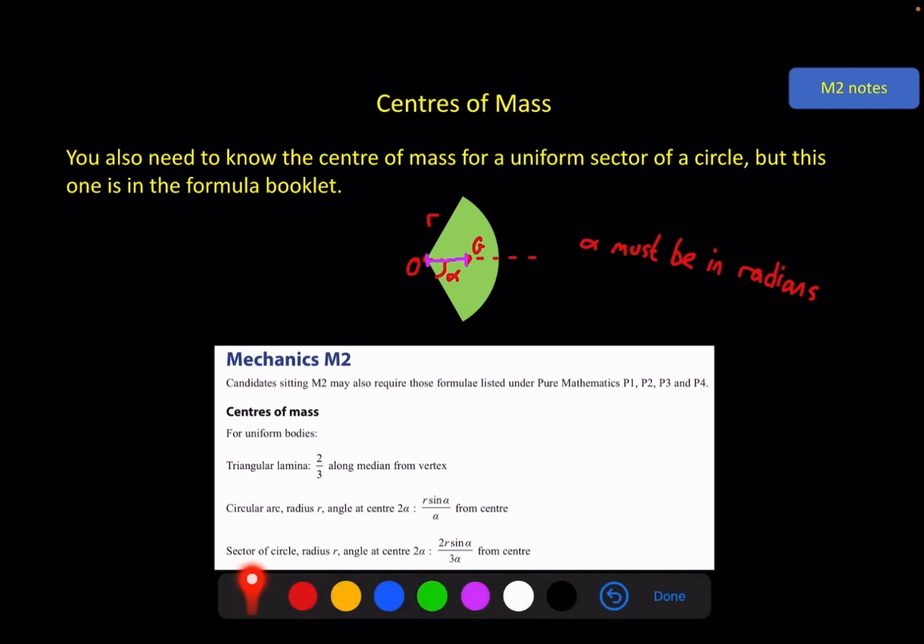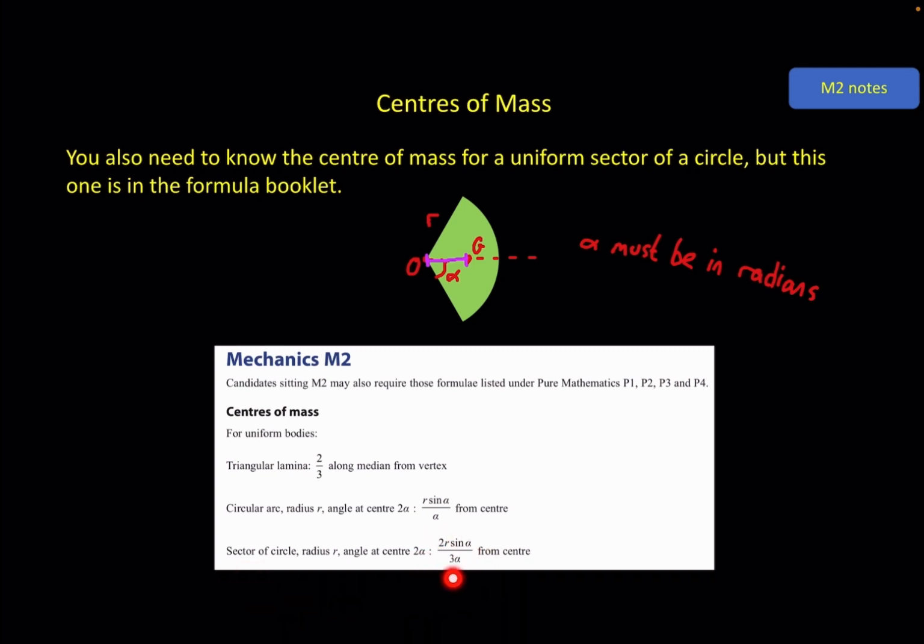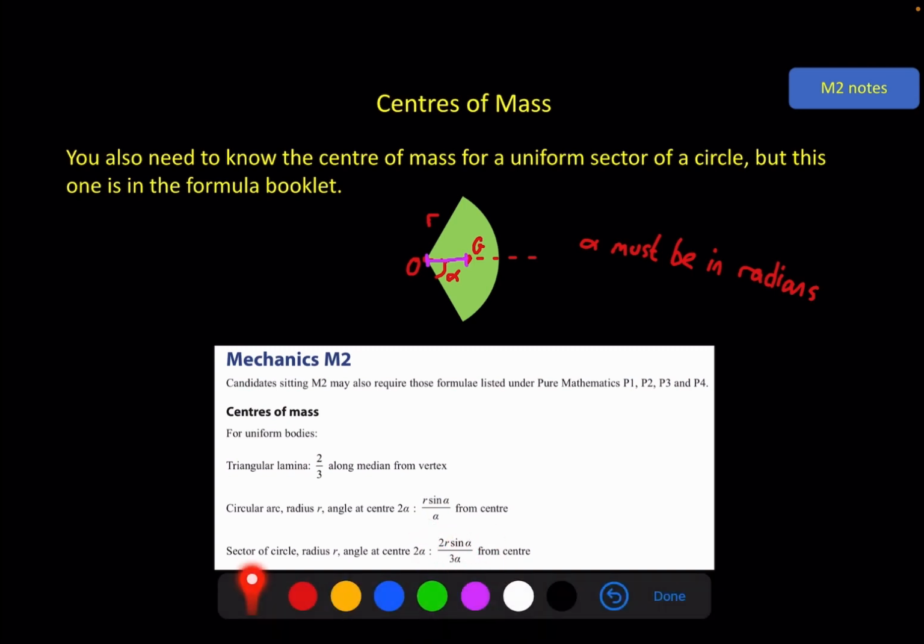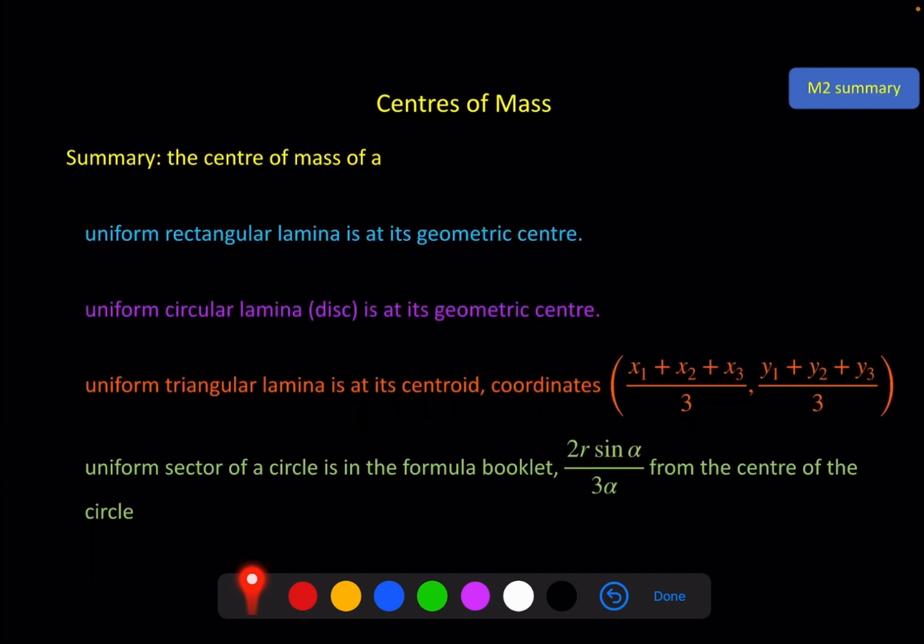This is the final standard result we're going to look at, and we're not going to look at where this formula comes from. I'm just going to leave it at it's in the formula book. The triangular lamina is here, but it's not giving you very much information. It just says 2/3 of the way along the median from the vertex. It doesn't give any reminder that you're taking the average of the coordinates to find where that is. And then the circular arc, that's for frameworks.